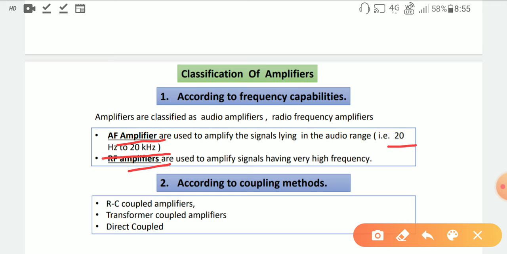According to the coupling method, an amplifier can be classified as an RC coupled amplifier, transformer coupled amplifier, and direct coupled amplifier. Coupling is basically used when the desired amplification is not achieved. At that time, several amplifiers can be used in cascaded form, and how they are coupled between two amplifiers is defined by the coupling process. It may be RF transformer coupling, as such.